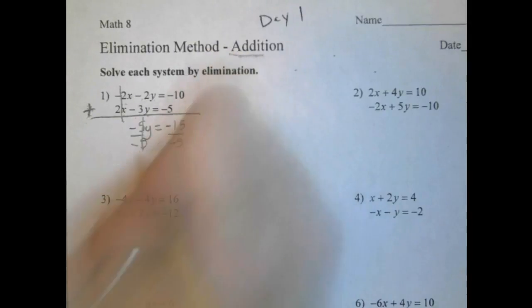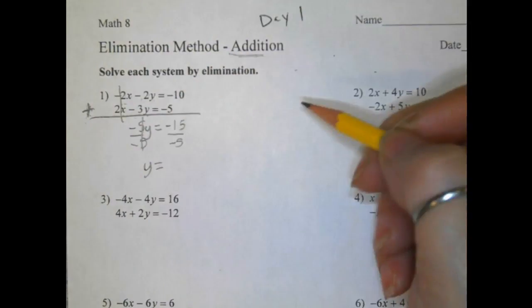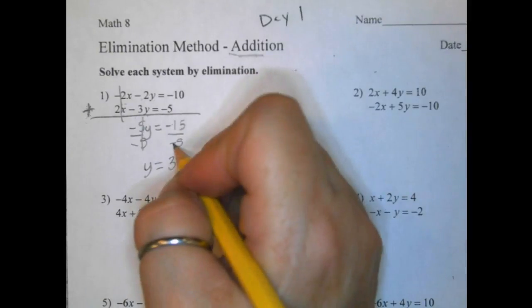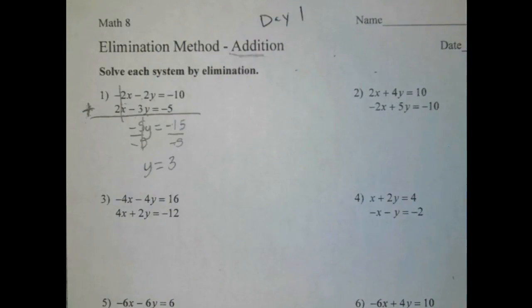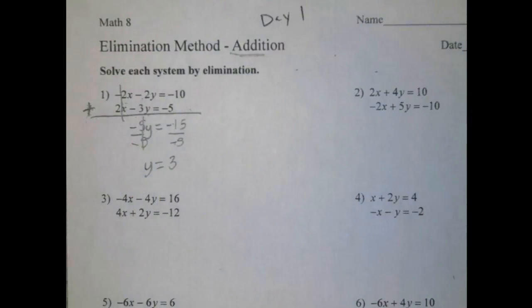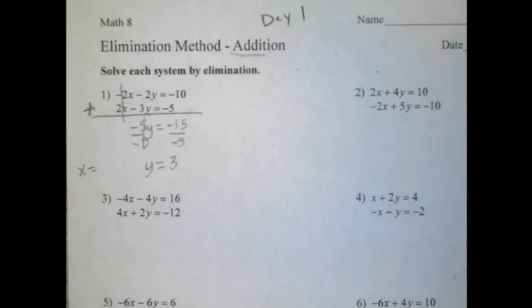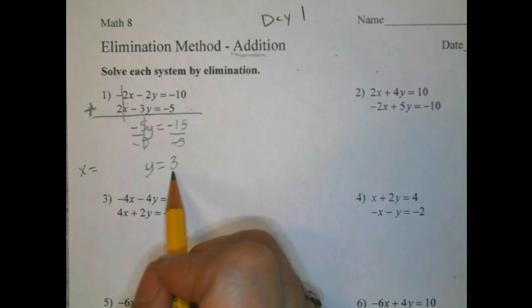This becomes a positive 1. Y is equal to what? 3. Positive 3. Negative and a negative becomes a positive. So now I know that y is equal to 3. Now I'm going to go back up here and look at these equations because I still want to know what x is equal to. What does x equal? We don't know, right? But I do know what y is, correct?